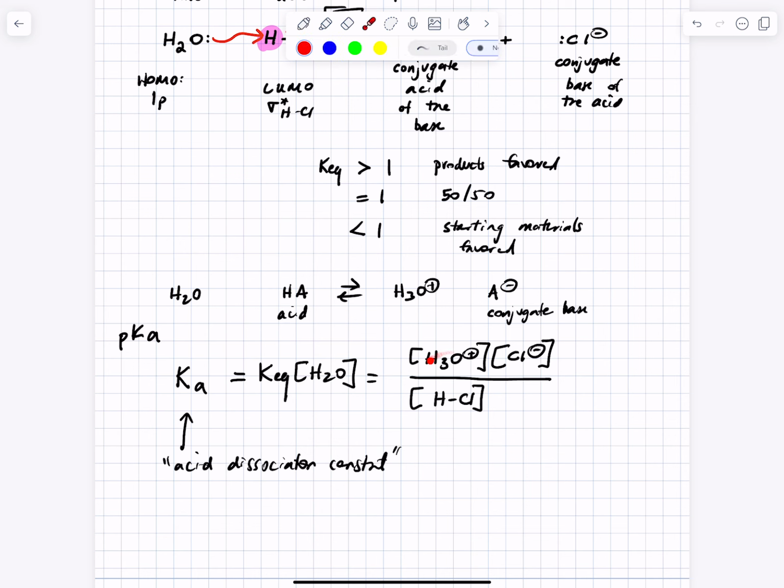Because it's got H3O plus and Cl minus up here, and it's got HCl there. All right? Questions so far about what we've done? It's okay if you don't see the point yet, but do you understand how we defined equilibrium constant and how we moved the concentration of water around?